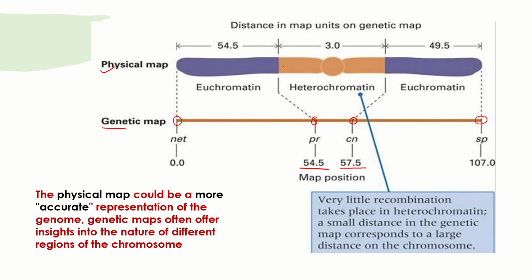is wide enough in PR and in CN. See, this is the distance. Okay, but when we calculate the recombination, we find that they appear to be really closely placed. Their linkage is strong. Their recombination frequency comes out to be lesser. But why is that less? That is because of this stretch of heterochromatin present in between. Because of that, here the recombination is very slow.